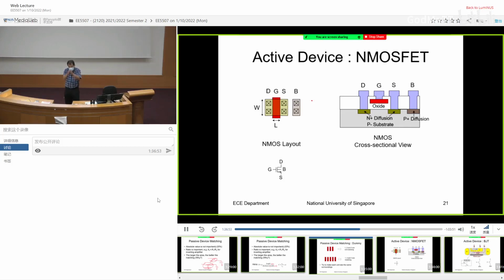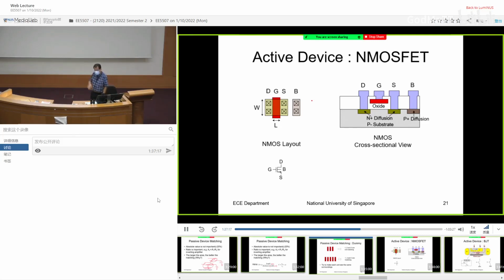So in the layout, you basically define the poly gate. You define the active region. You define which is the drain, which is the source, and which is the body. Okay, that will define the N+ implantation and P+ implantation. And then you define the opening window where you can make the metal connection. That is how you define the transistor. In cross-section, this is exactly what happened.